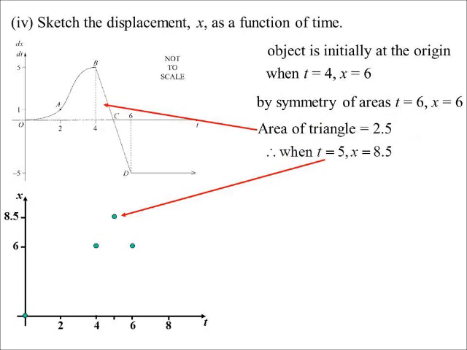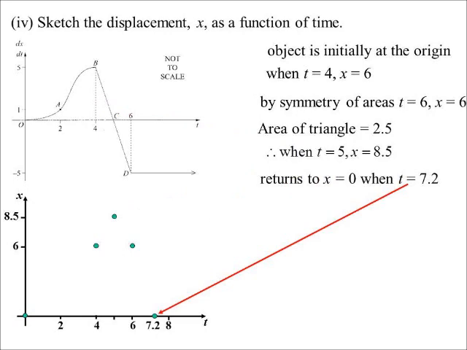The area of that triangle is 2.5. That's why it's 8.5 in here. So I know we've got a further 2.5. So when t equals 5, x is 8.5. We know it returns to 0 at 7.2, well, that's what we estimated. So I'll plot that in.